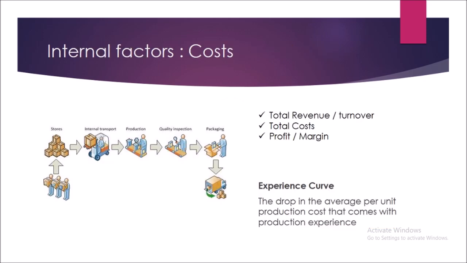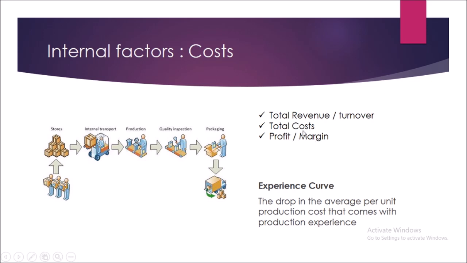And internal factors, of course, costs, which I've told you earlier. Materials come through several types of sources and are stored at stores and moved by internal transport, and then there is production, quality inspection, and packaging. All these are value additions. These are parts of the experience curve, the drop in the average per unit cost. These things are part of internal and external logistics, and that will count toward your final cost and your final profit margin.